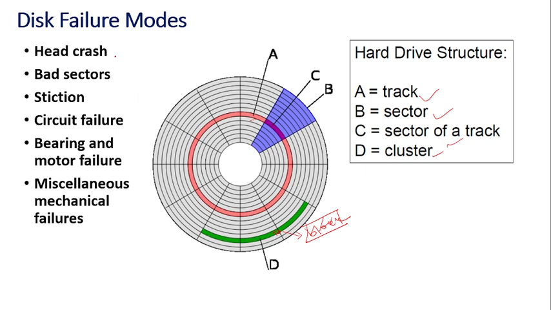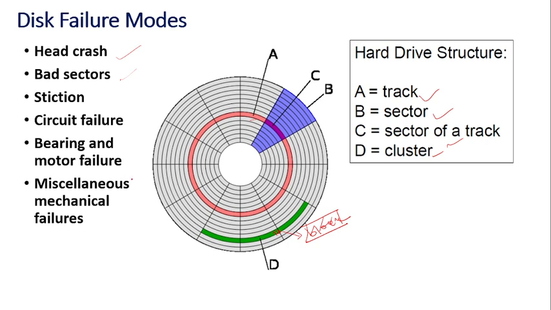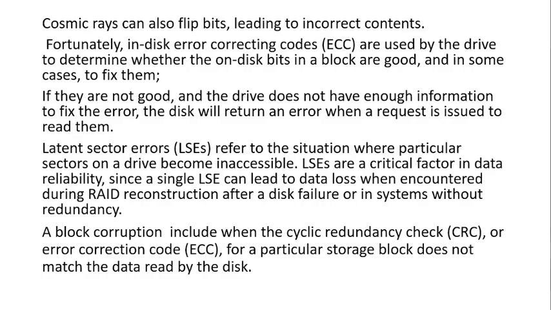So here there are chances of head crash, then chances of bad sectors, then disk failures, circuit failures, bearing and motor failures, and miscellaneous mechanical failures. Then we come to how it works and how we can check it, as in how the data will be incorrect.